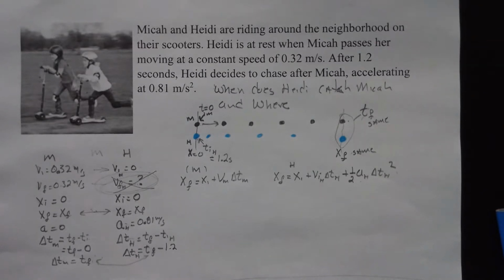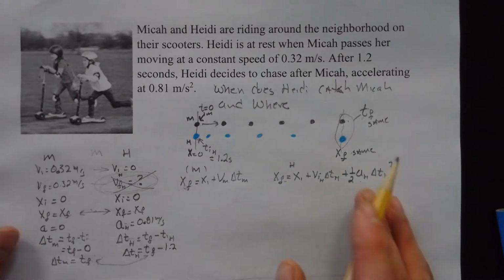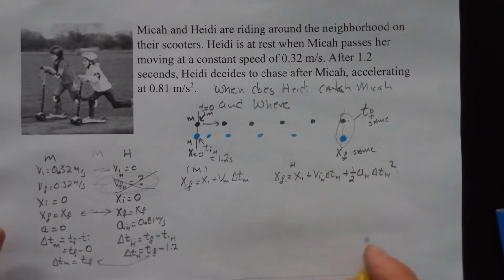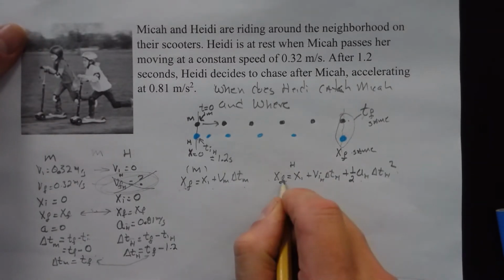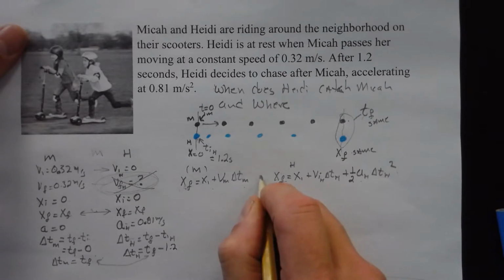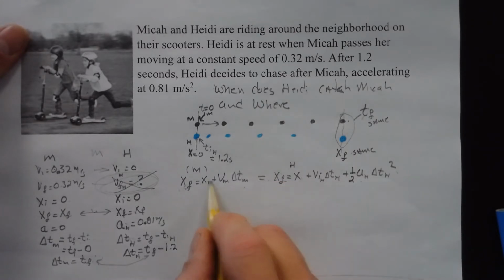Same final positions, not velocities. Same final positions. So I can set those equal to each other and then solve for time. So I'm going to do that. I know that x final equals x final, so I can put an equal sign in there.